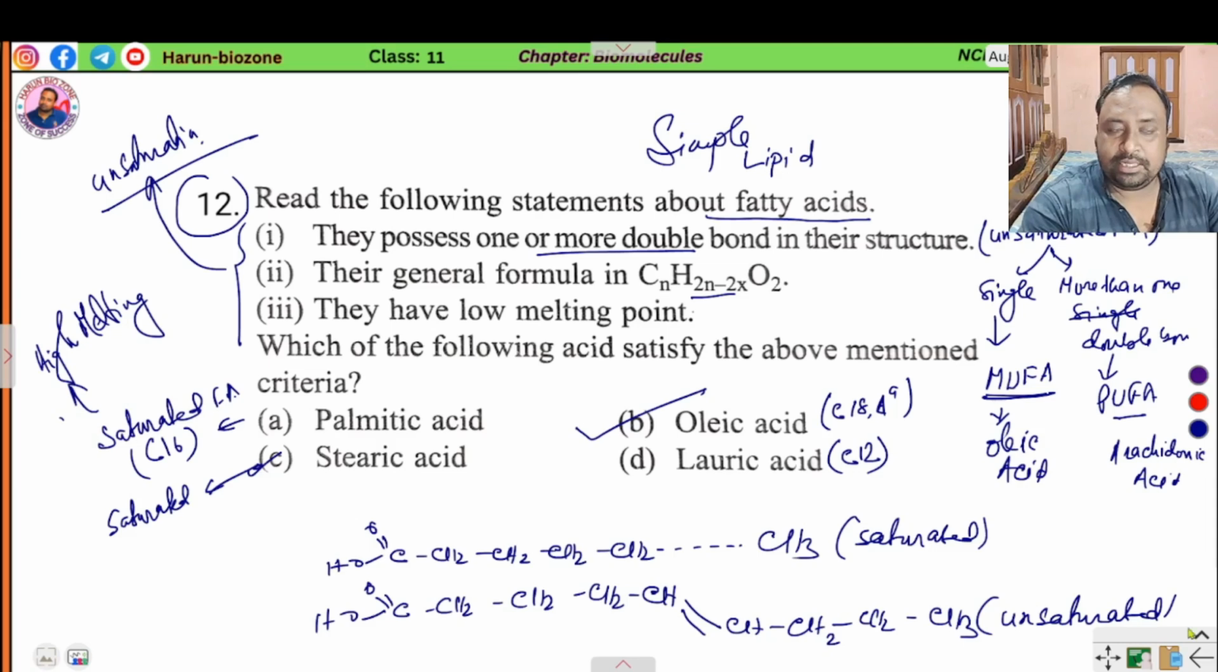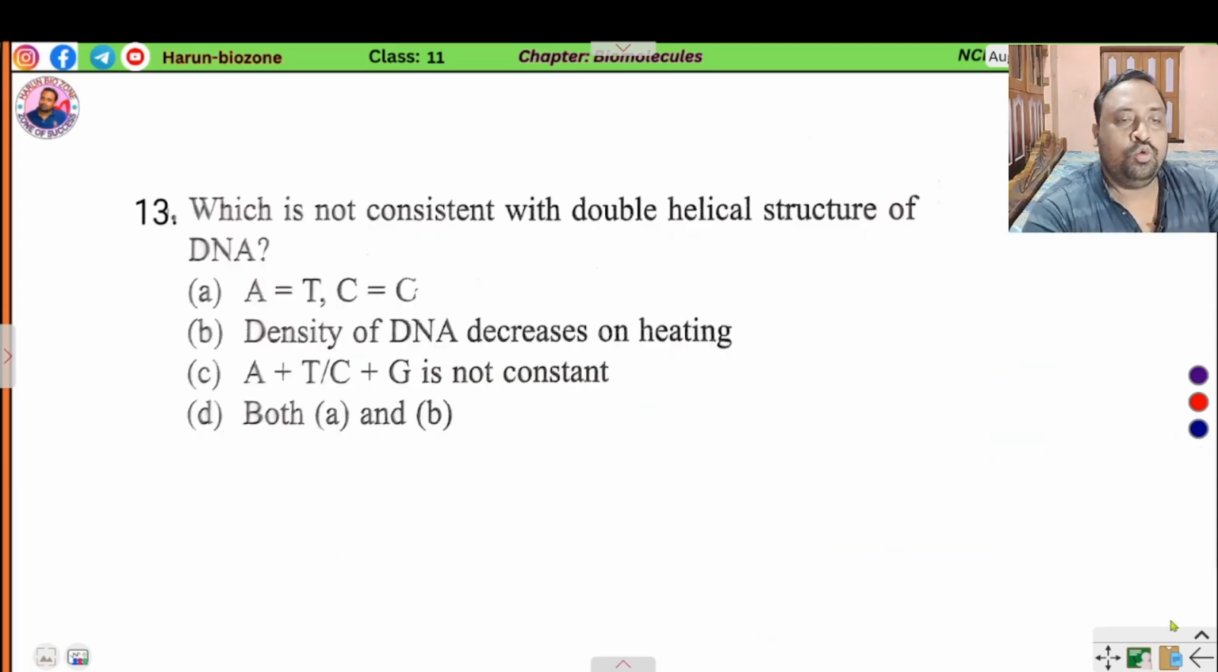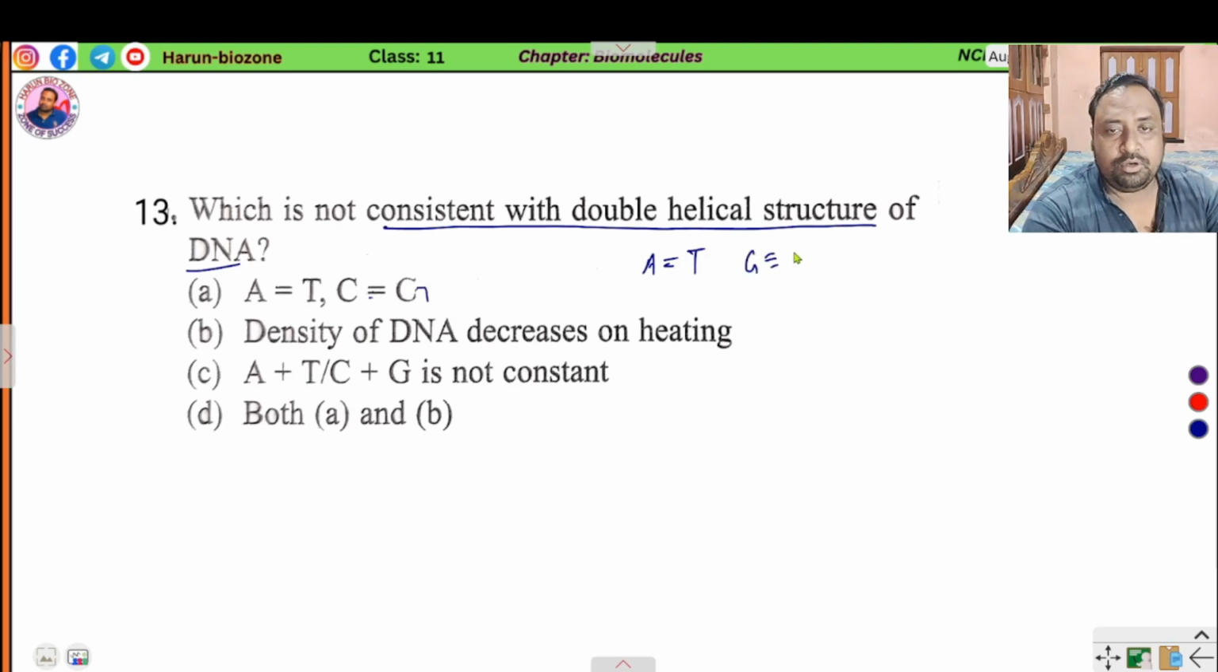are saturated fatty acids. Next option: this is not consistent with the double helical structure of DNA. Adenine combines with thymine and cytosine with guanine. But here the bond is a triple bond. Adenine is joined by a double bond to thymine, and guanine by a triple hydrogen bond with cytosine. So this is not the answer.